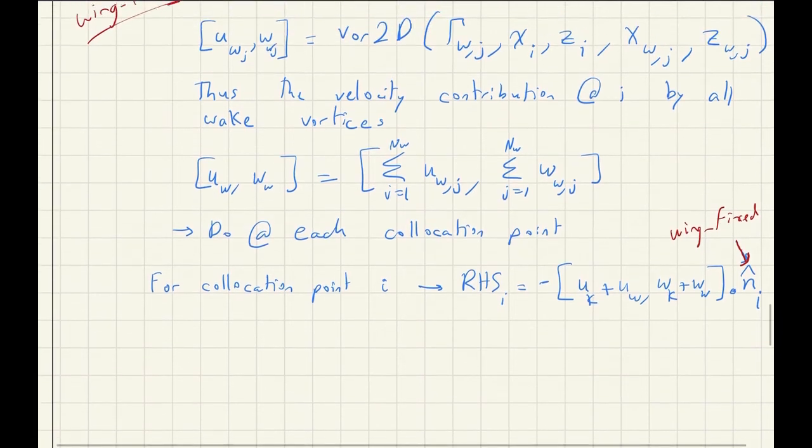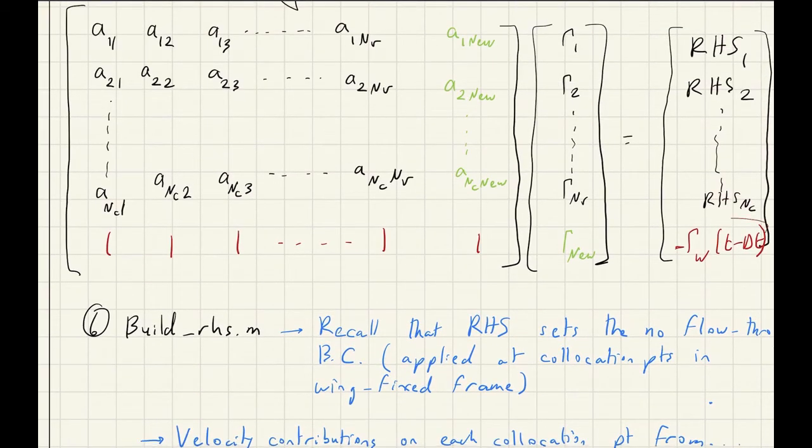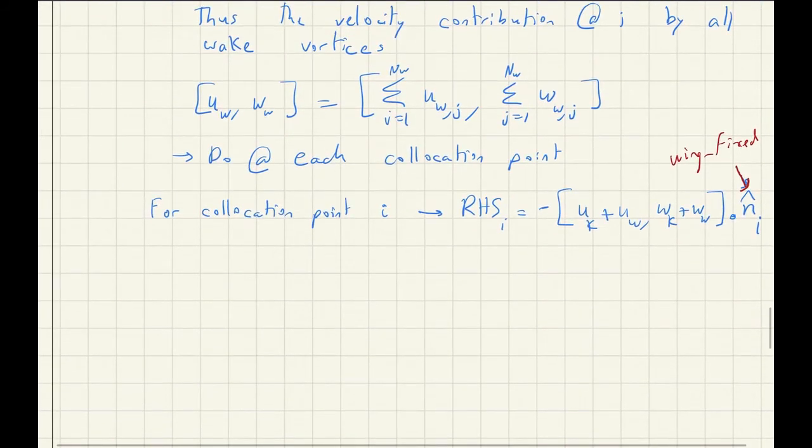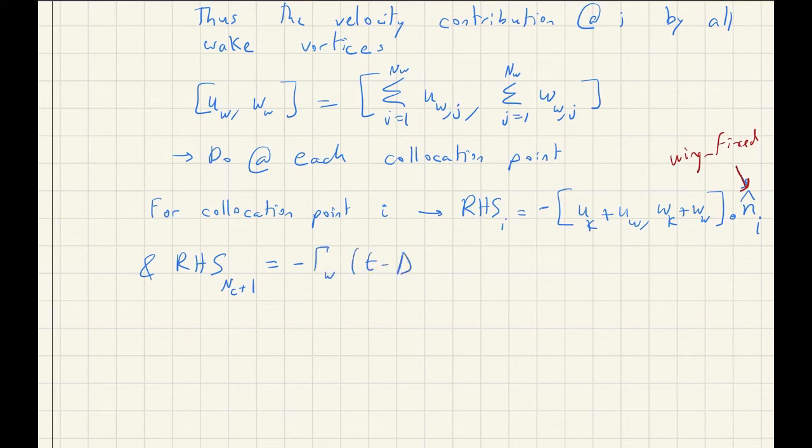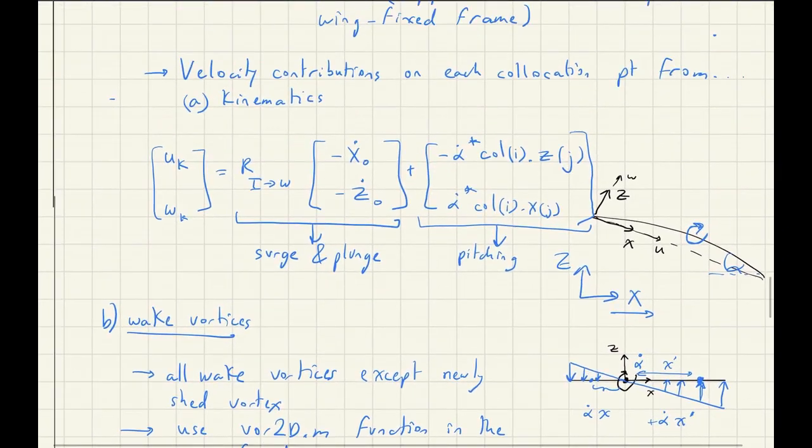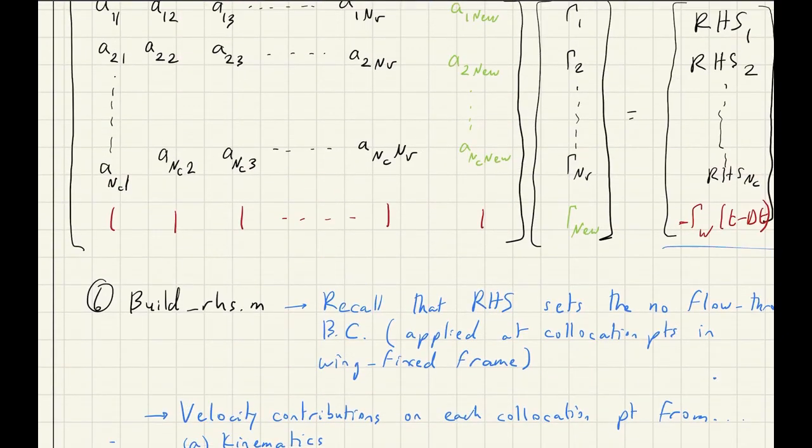And then finally, if you remember, we have this final term here. So the final right-hand side term, which is NC plus 1, because we have NC right-hand side components in the right-hand side vector, and an additional one for the Kelvin circulation boundary condition enforcement. That is simply equal to minus gamma of t minus delta t, which is given right here.